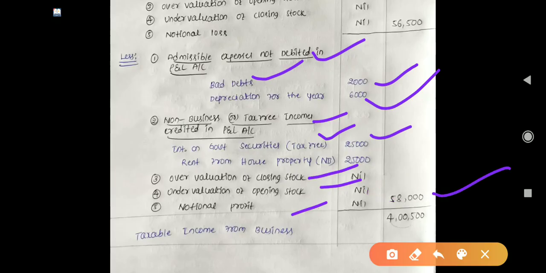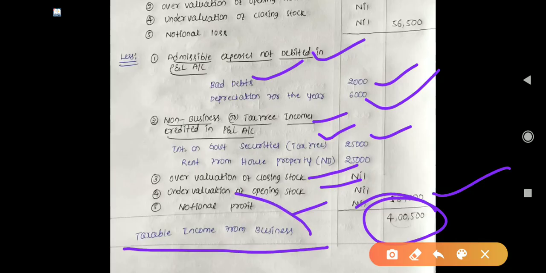If you deduct that 58,000 rupees, you will finally get 4,500,000. So 4,500,000 is what? Taxable income from business. So this is what the answer is.